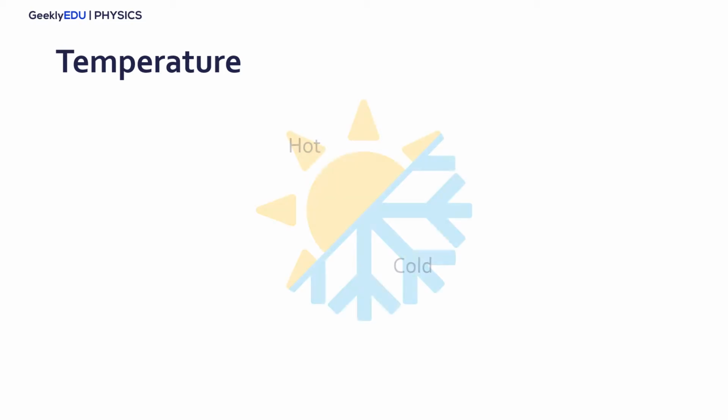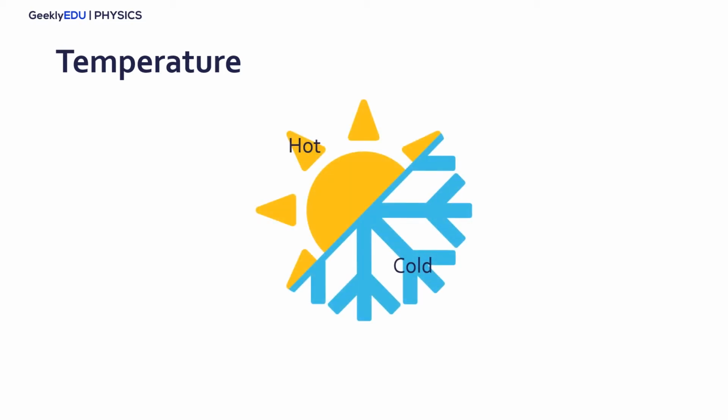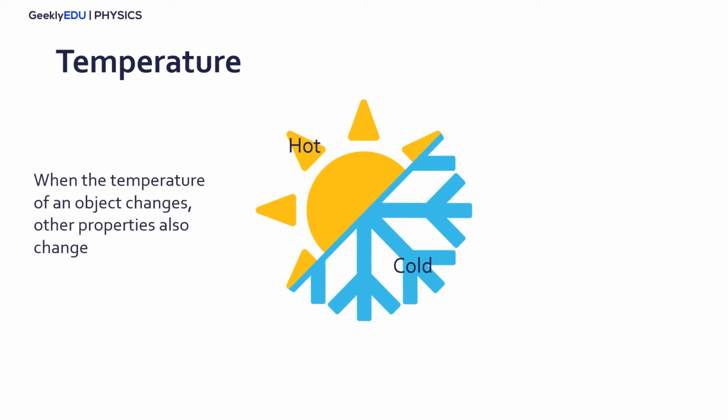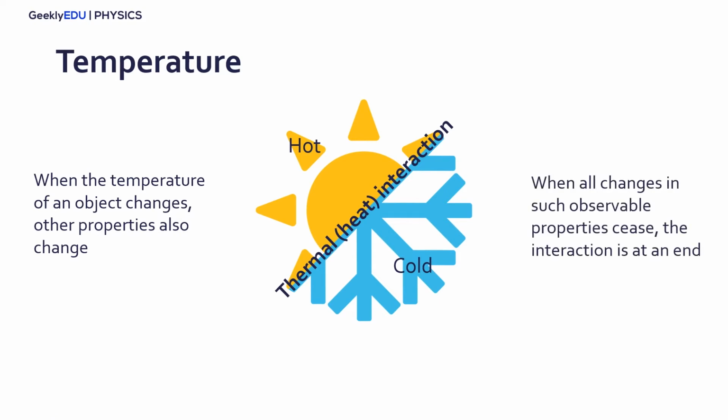Well, temperature is intimately related to our perceptions of hot and cold. And we also know that when the temperature of an object changes, other properties also change. This happens because we have a thermal or heat interaction. And when all changes in such observable properties cease, the interaction is at an end. When that happens, we say that the object reached a thermal equilibrium.